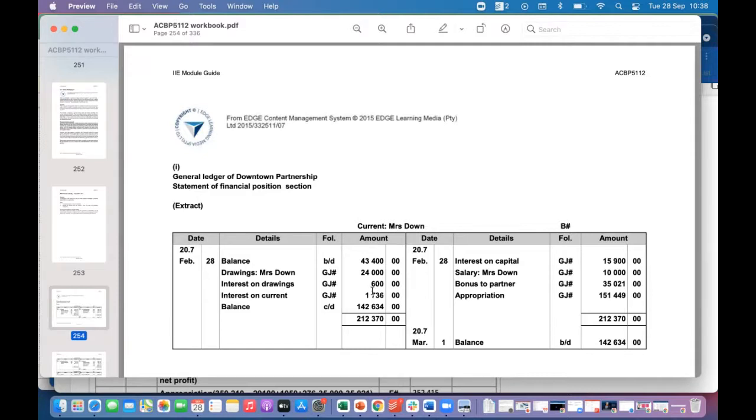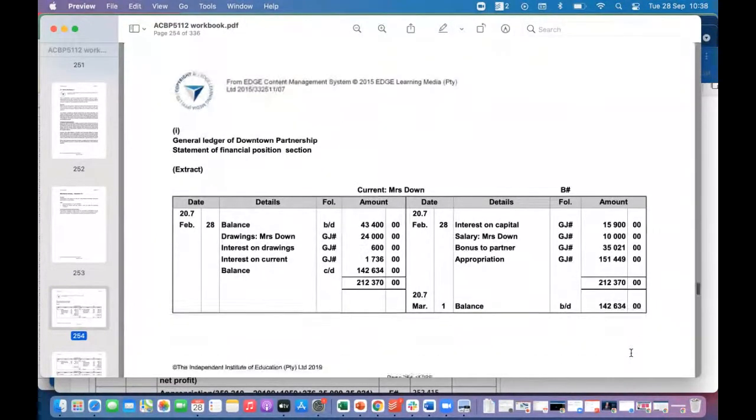Then interest on drawings, can you see it's decreasing the current account? We're debiting these amounts. Okay. Oh, sorry, this is Mrs. Down. Okay. Then interest on current account. Again, she had a debit balance, so we're penalizing her again. Then we had interest on capital. We're crediting that. Salaries from Mrs. Down, crediting that, rewarding her. Bonus to partner, rewarding her. And there's her profit share, rewarding her again. Then obviously we balance the account. And this time, look, she actually has a credit balance, which is good.